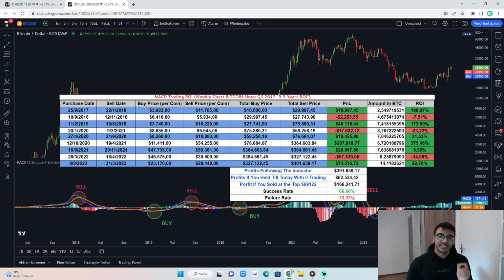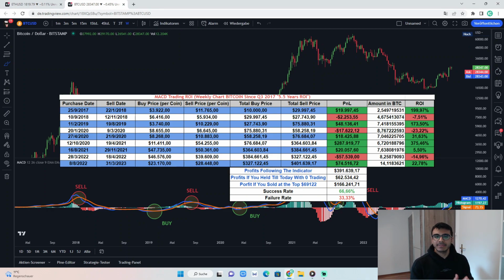But if you trade with this indicator, most of the time you will rebuy at a lower price. For example, if we look deeper, in 2018, you sold for $11,765 a piece as the MACD flagged a sell signal. 8 months afterward, you will rebuy again much cheaper at $6,416. This is why I like this indicator. It's because it gives you a chance to re-enter the market at a much lower cost, allowing you to accumulate more sats. The profits you have made with this indicator are more than double what you would have made selling the top, which is crazy.